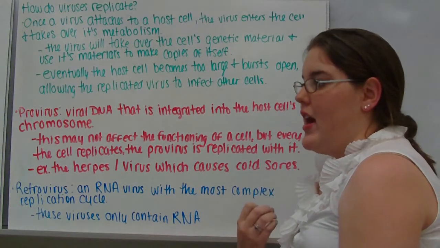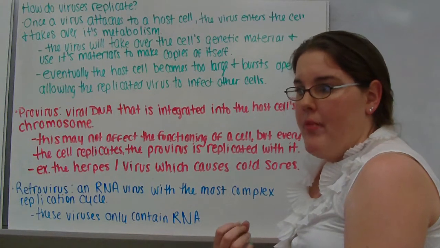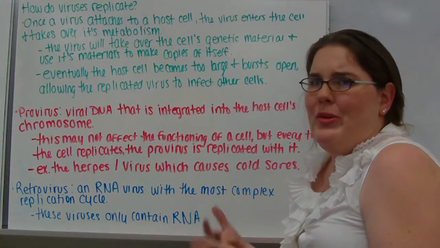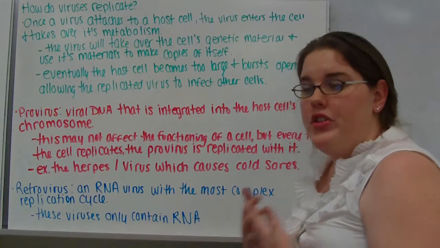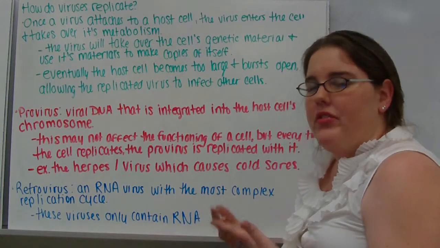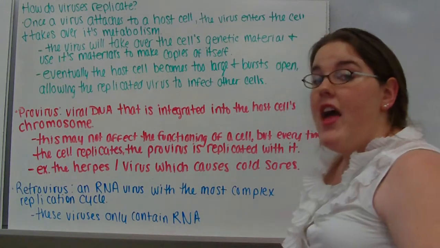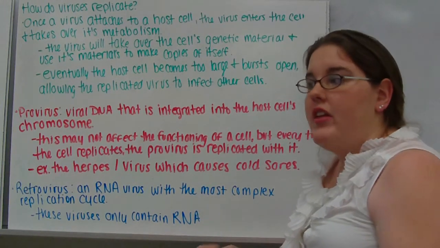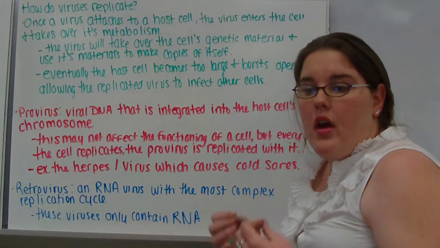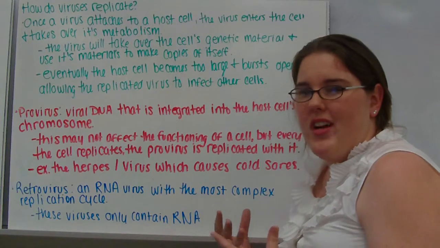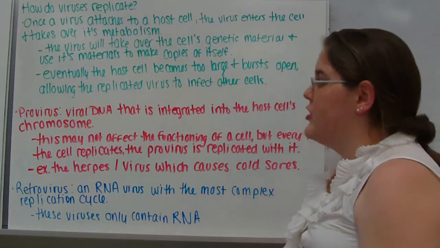In essence, it's kind of like breaking into a bank and stealing all of its money and using all that money to buy something that it wants. It is basically confiscating those resources from the cell, and then using those materials and those processes for itself in order to replicate itself, in order to perform its main function.